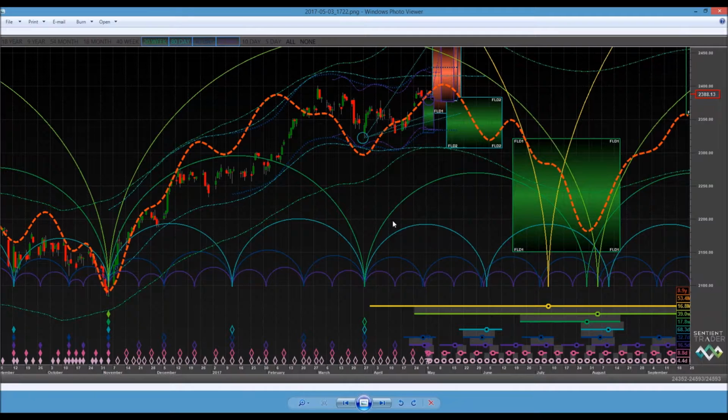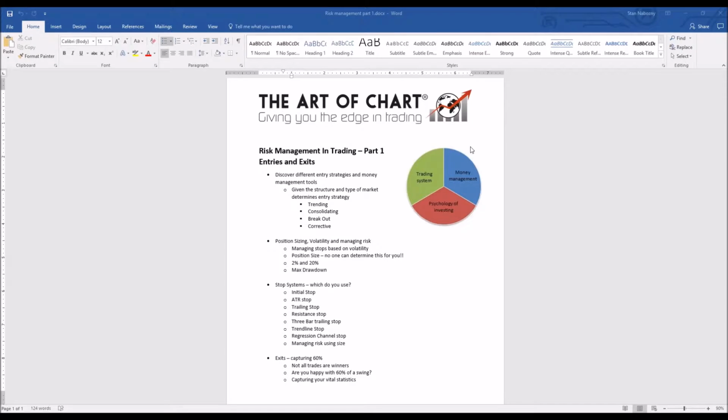Okay, so that's Sentient Trader. I use it a lot, and I also use a few other Fibonacci timing tools as well, and they very often correlate, and sometimes they don't. But anyway, that's where those numbers come from.